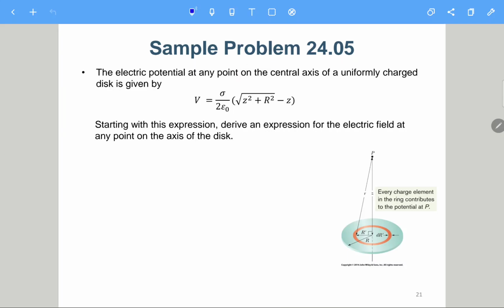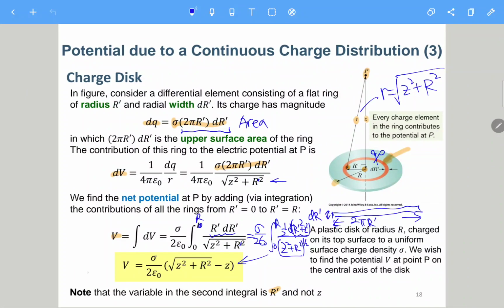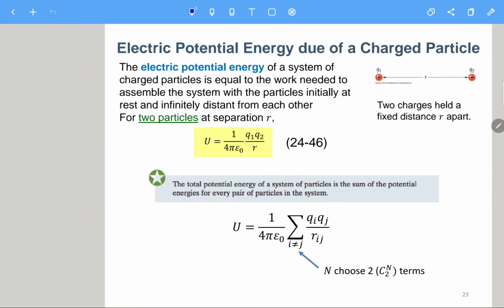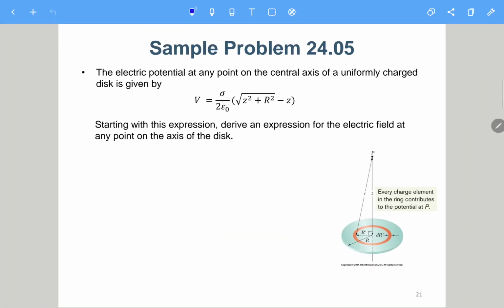So we have a sample problem. Just now we derived this expression for the potential of the charged disk. It tells you that the electric potential of the charged disk on the central axis is this expression. Starting with the expression, derive an expression for the electric field at any point on the axis of the disk.